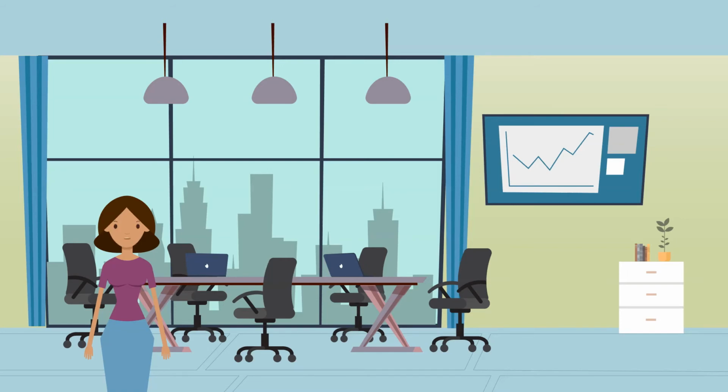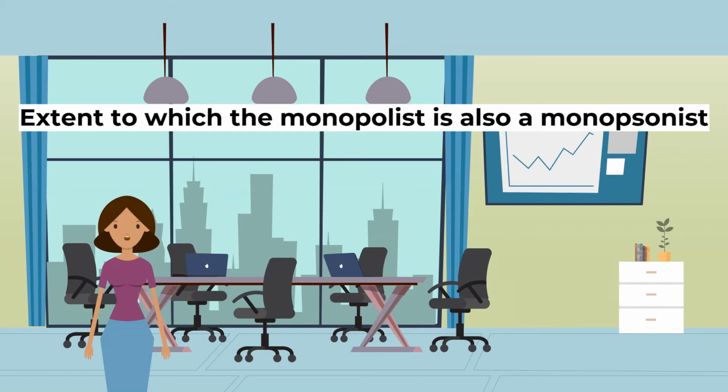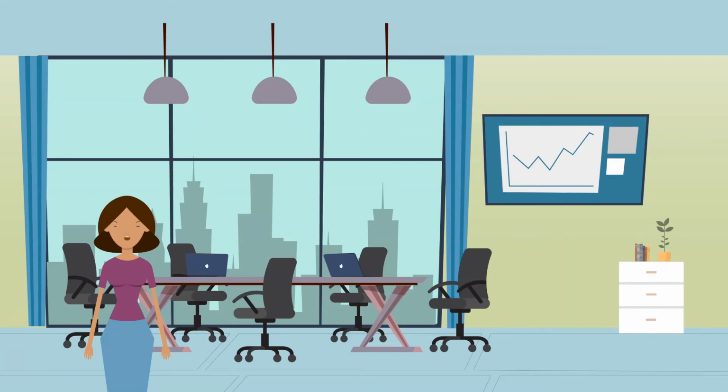Thirdly, suppliers. 1. For suppliers, the impact of a monopolist will depend on the extent to which the monopolist is also a monopsonist. If the monopolist buys all or most of the supplier's goods, so is a monopsonist, which will reduce the supplier's profits as the monopolist will decrease prices.